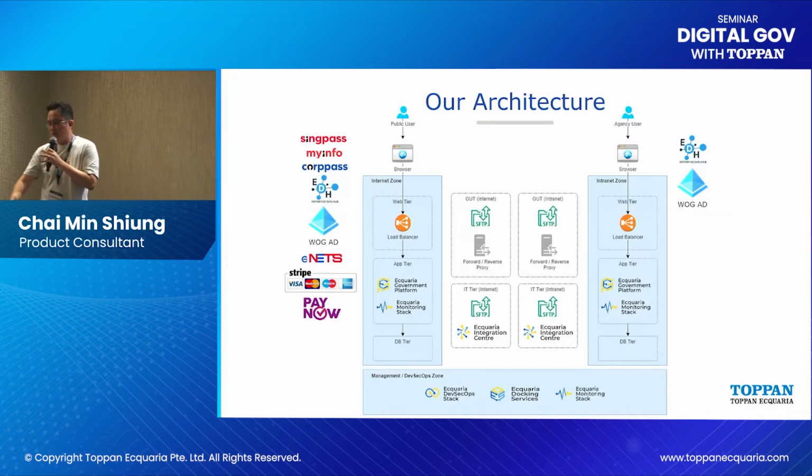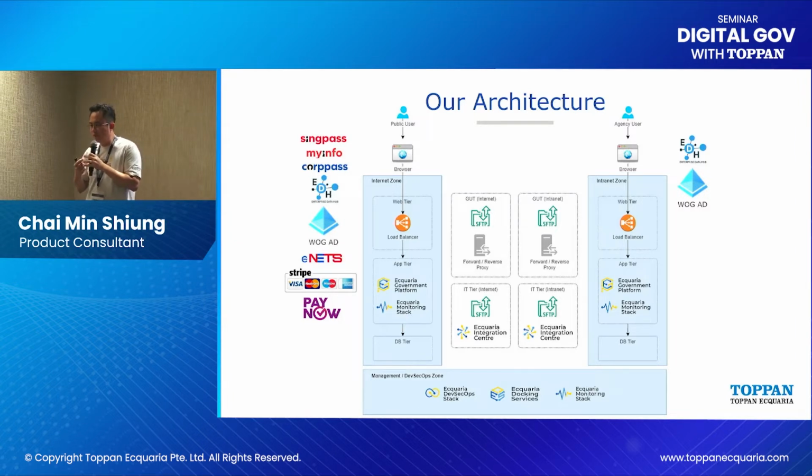Let me take this opportunity to just introduce other products with you. One of our products that we have here is the EGP, or the Ecquaria Government Platform. The EGP is a platform to implement or roll out your government services quickly. It provides you all the necessary building blocks like your DB or your cache. And other products include your monitoring service over here.